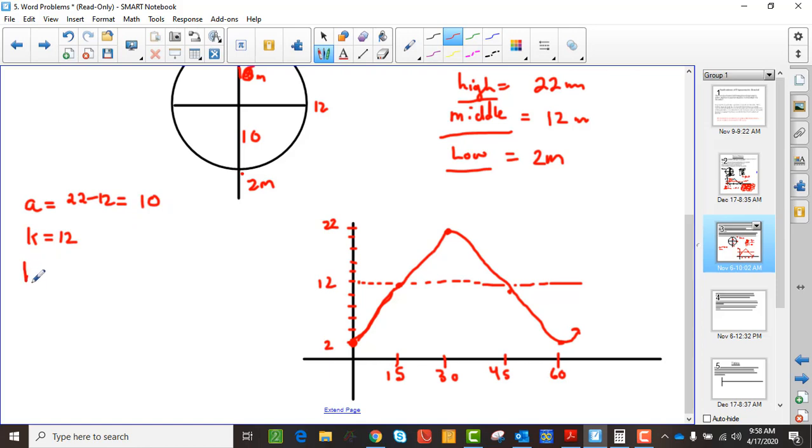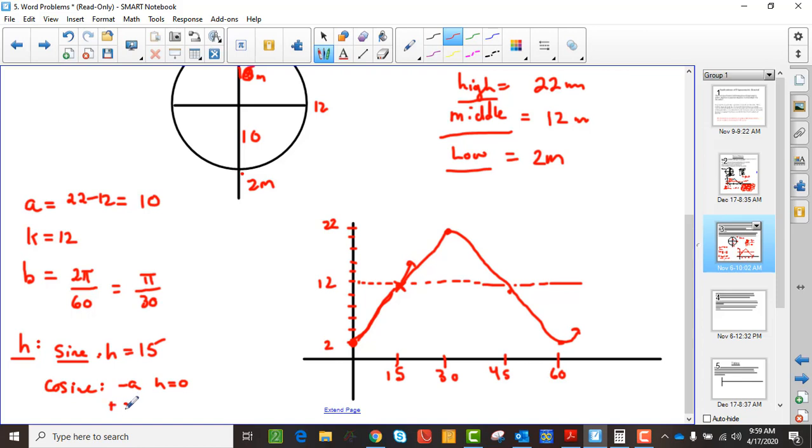Our b value comes from our period. So we're going to go 2 pi divided by our period, and our period in this case is 60. So we're going to get a b value of pi over 30. And then again, we have to decide for h, are we going to use sine or cosine? If we use sine, we're looking at where it's in the middle and goes up. That's at 15 seconds. So for sine, the h value is 15. And for cosine, just like last time, we can either use a negative a and h to be 0, or a positive a and h to be the first peak, and the first peak is at 30.